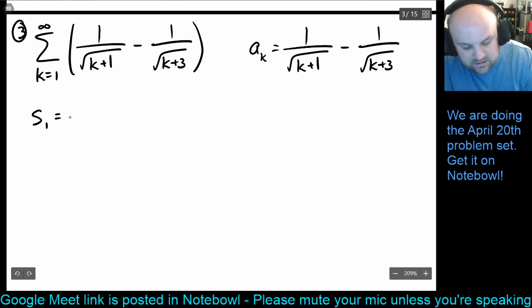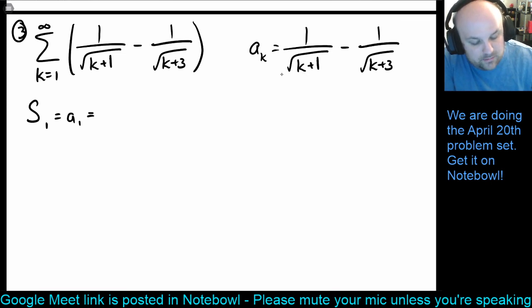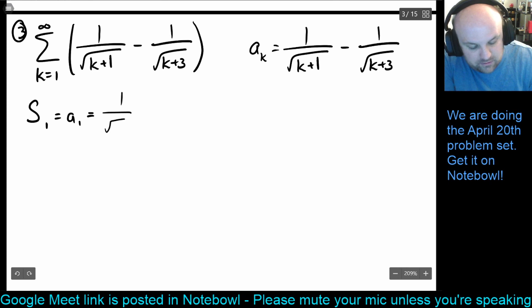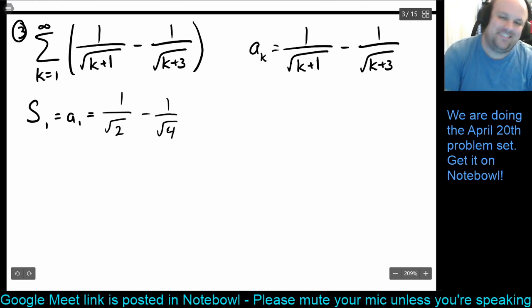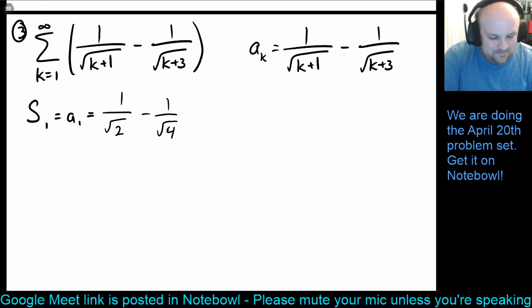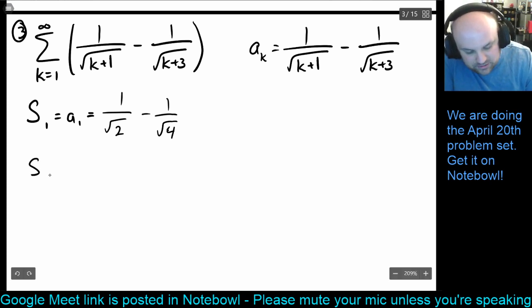So S1, I really want that to look like capital S. S1 is just A1 in this case. So we plug that in and we get 1 over square root of 2 minus 1 over square root of 4. I had to think about that for a second. All right, so cool. That's 1 over square root 2 minus 1 over 2, but I'm going to leave it like this. All right, let's look at S2.